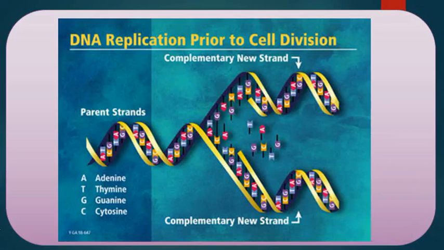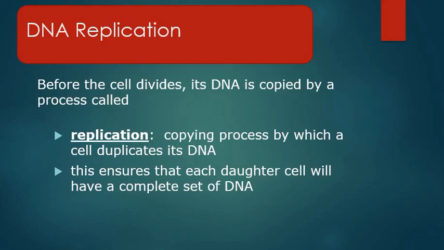Before a cell divides, its DNA must be replicated. Remember that this is happening during interphase of the cell cycle. Replication is the process of copying a cell's DNA. This ensures that each daughter cell will have a complete set of DNA.